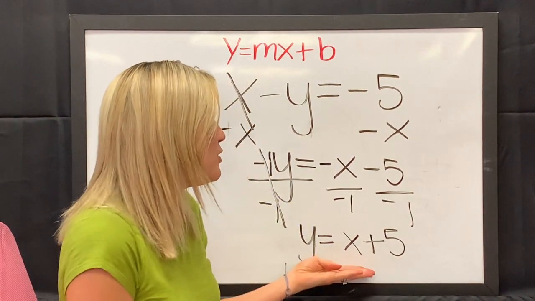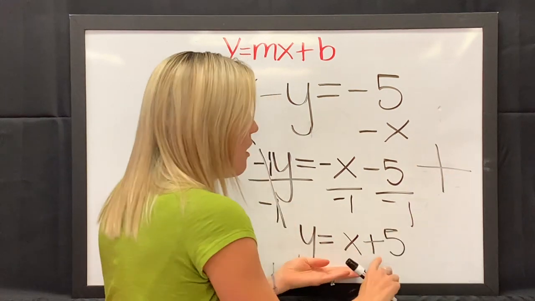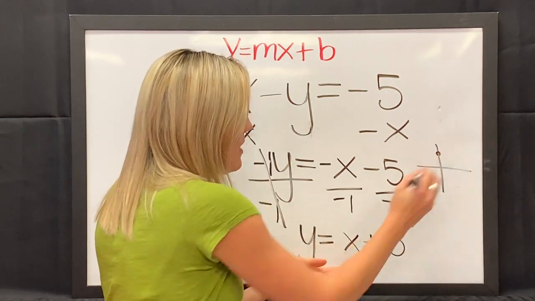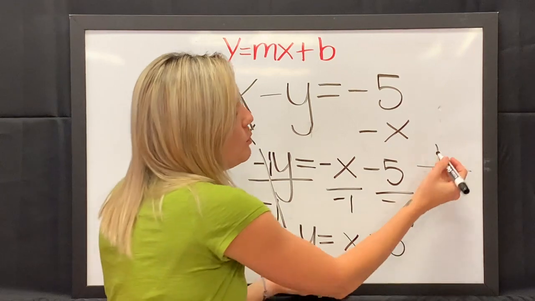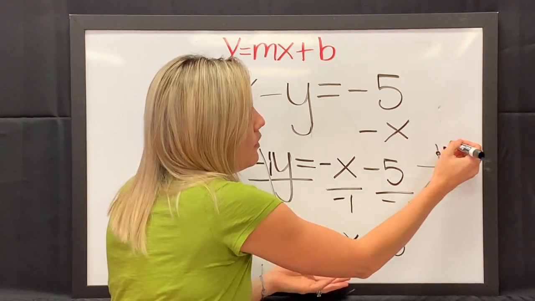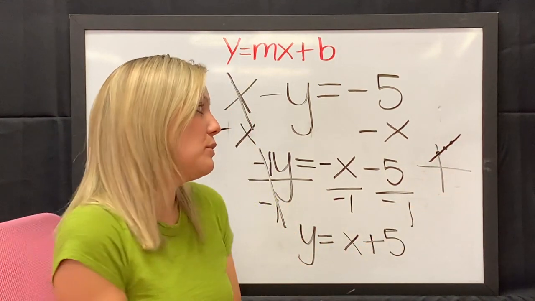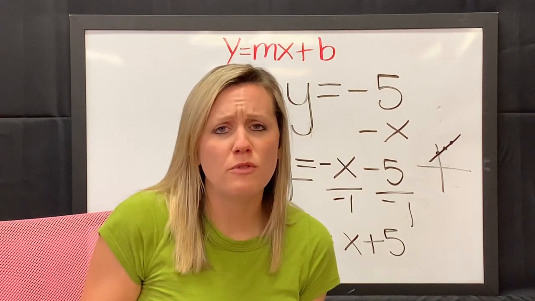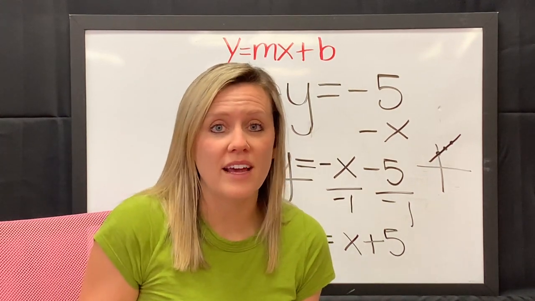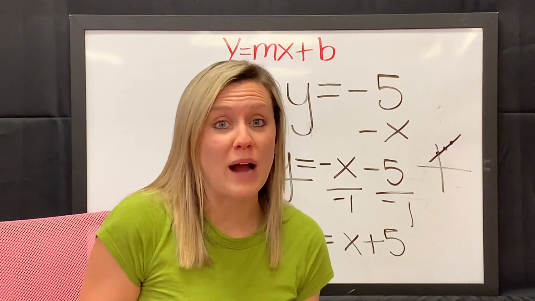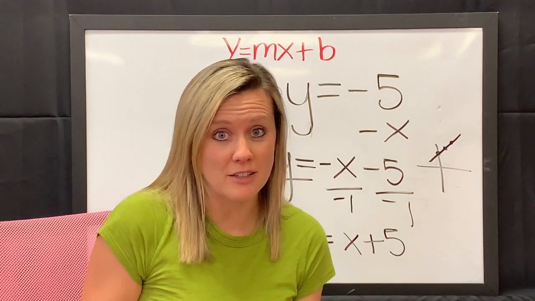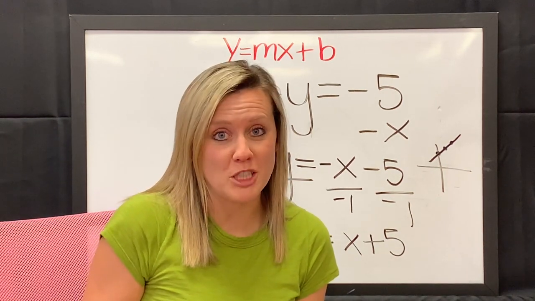So if I were to graph this, I would start up on the y-axis at 5, and then a positive 1 slope. I would go up 1 over 1, up 1 over 1, and my line would look like that. If you're having trouble following when I'm graphing it so quickly, I made another video about graphing equations in slope-intercept form, so feel free to watch that.